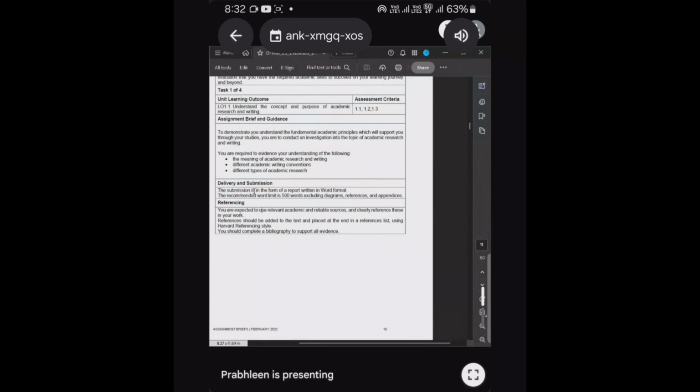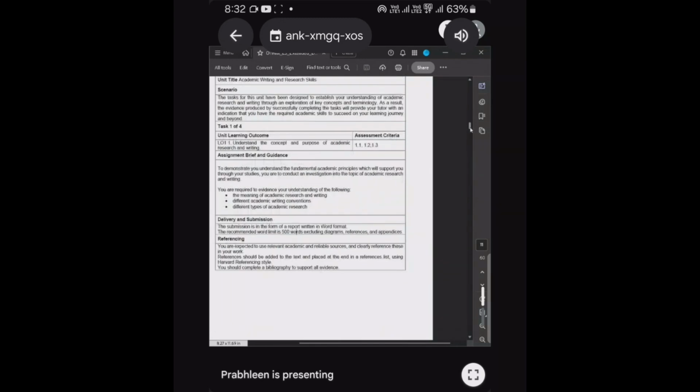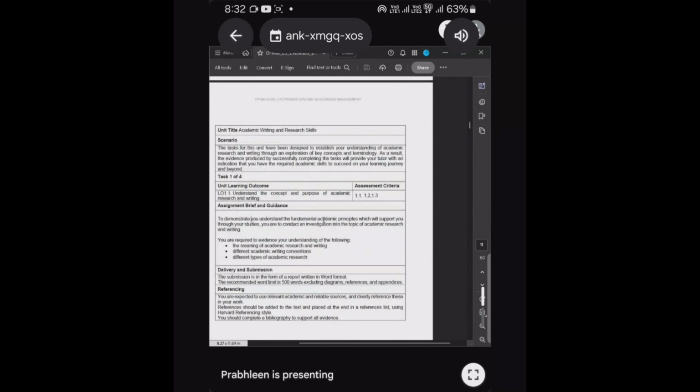You have to write in a Word format. The word limit is 500 words, excluding all the references, diagrams, and appendices. So basically, you have to write the fundamental things that you understood about the content and purpose of academic research and academic writing. What is the meaning of academic writing? What are the different academic writing conventions that I talked about, clarity, precision, all these things, and what are the different types of academic research. All these 3 topics you have to summarize in the form of 500 words.